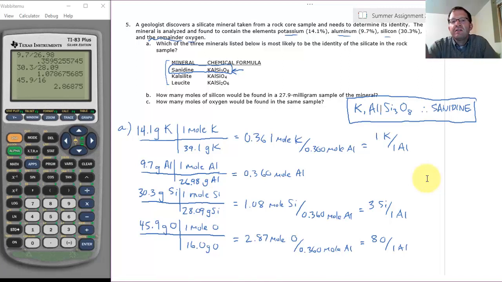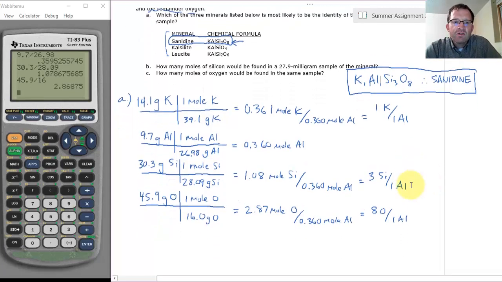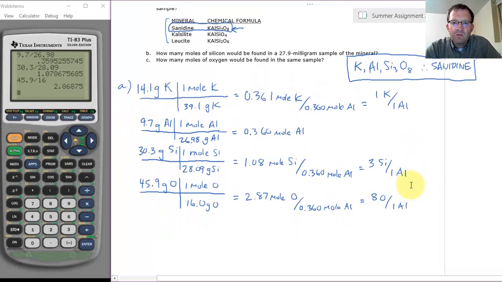So we figured out in this example that sanidine is our mineral in question. Now that we've done that, we can go on to questions B and C, and frankly they're quite a bit simpler than all this for empirical formula. The question for part B says how many moles of silicon would be found in a 27.9 milligram sample of this mineral, of the sanidine we just discovered. So we have a 27.9 milligram sample of sanidine, and I'm just going to call that SAN for short. They want to know how many moles of silicon would be in there.